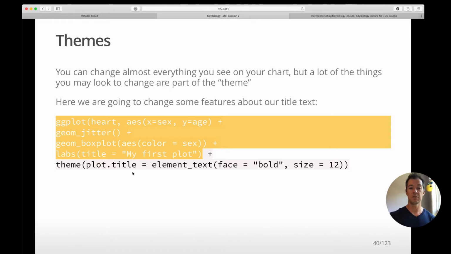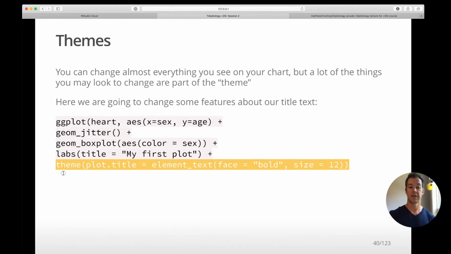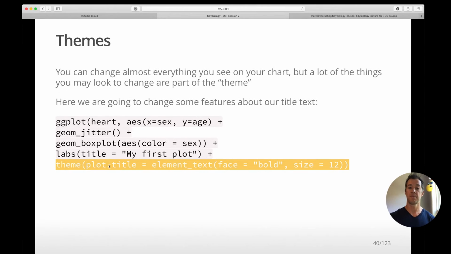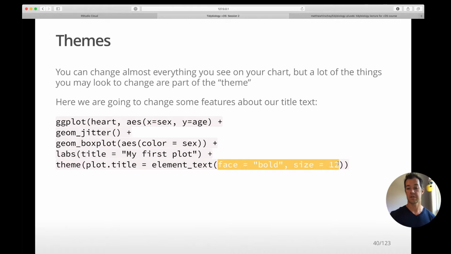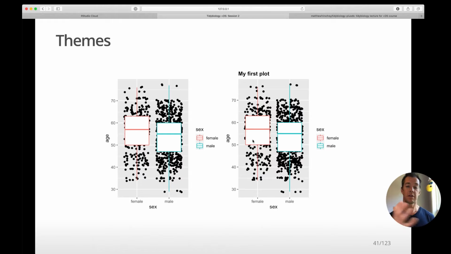Then we're going to use theme, and this is where we start being specific. We say theme, and it's expecting an argument, and this argument is going to be plot title. Then we're going to change the text of that title by making it bold and making it a different size. So what does that look like? On the left is our original code, and on the right we can see that this is now a title.